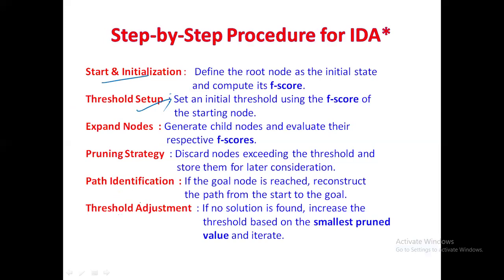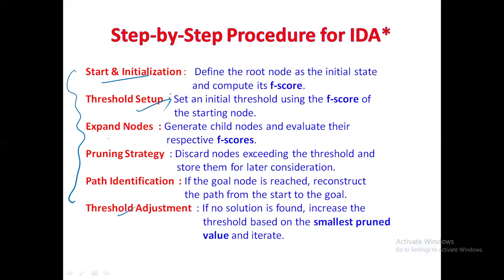If no solution is found, what will happen? If there is no solution, the algorithm increases the threshold based on the smallest pruned value and repeats the process during the threshold adjustment. So these six steps are used for finding the shortest path with IDA star.